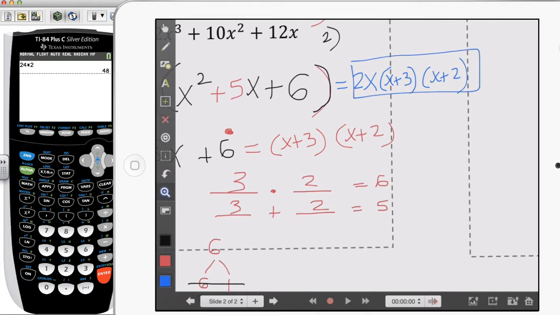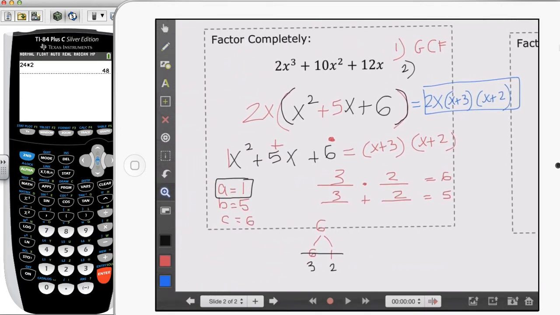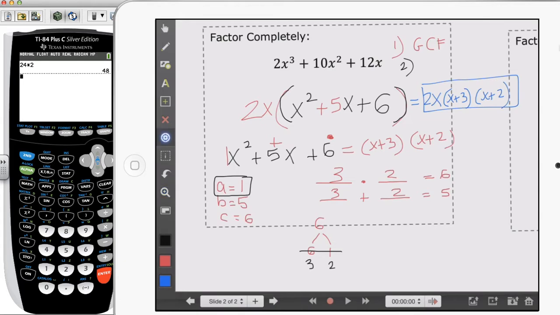So when you have 3 terms, remember, if you have 3 terms inside the parentheses, it means probably you need to check if you can simplify or factor this more. Now, if a is 1, then this is something you can do mentally. You have to think of 2 numbers that would multiply to give you this and add to give you this. Once you find the numbers, these are going to be your 2 factors. You just put an x in front of it, and that's the 2 factors.